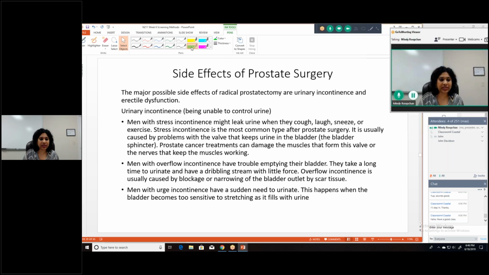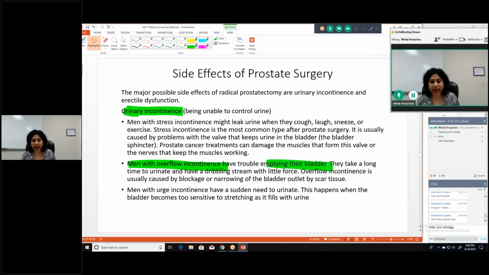Side effects of the prostate surgery: urinary incontinence. Men with stress incontinence might leak urine when they cough or laugh or sneeze. And just explaining, stress incontinence is the most common type after prostate surgery. Men with overflow incontinence have trouble emptying their bladder. They take a longer time to urinate, and they have a dribbling stream with very minimal force.